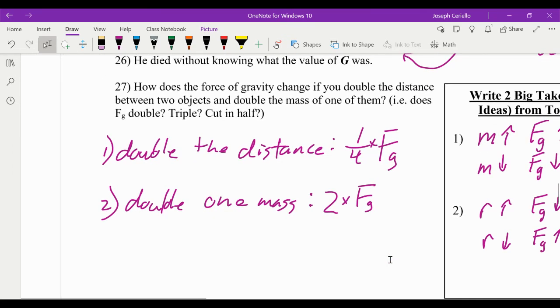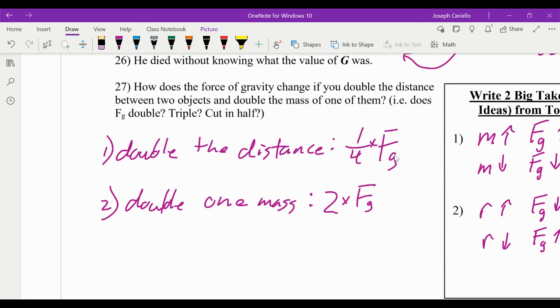So here's a question kind of tying the two ideas we spoke about today together, and we'll look at it more next class. How does the force of gravity change if you double the distance between two objects and double the mass of one of them? Well, if you double the distance, we said you quarter or have 1/4 the force of gravity. And if you double one of the masses, you double the force of gravity.